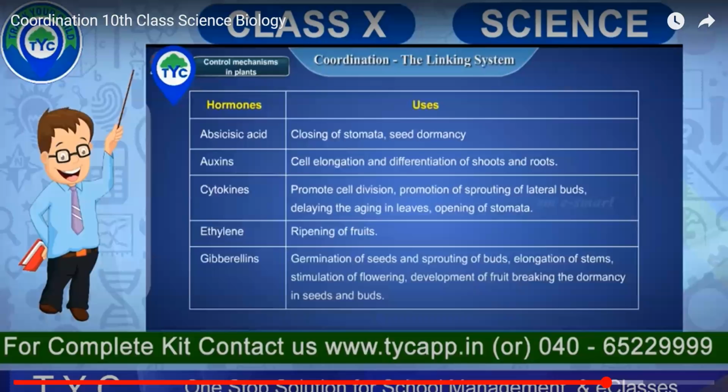Closing of stomata and seed dormancy. What is the second one? Cell elongation and differentiation. Cell elongation and differentiation of shoots and roots. You know the shoot system is the one which you see outside the ground and roots are underground. So it is because of the auxins that we are able to differentiate them. And what is the next one?